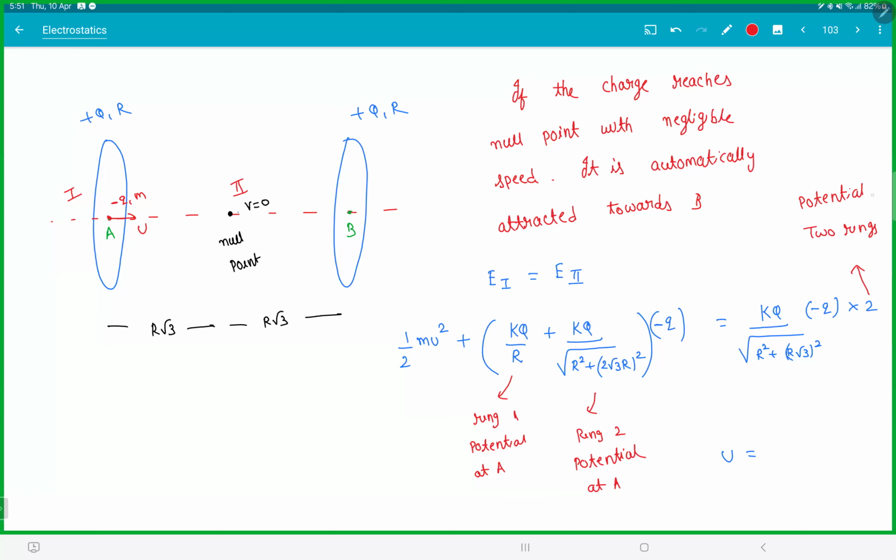The most common mistake is people keep forgetting there are two rings. They do only for one ring. The solving part is fine. You can put the numbers and finish it off. You know everything here. You know this full term, you know this full term, you will get the answer. Any doubts on the equation, please ask. So these are the two things. One, you need to send only till the null point. Number two, you need to take potential due to both the rings at point A and the null point. So actually B is useless in the story. Somehow you can reach the null point, you'll automatically reach till B.